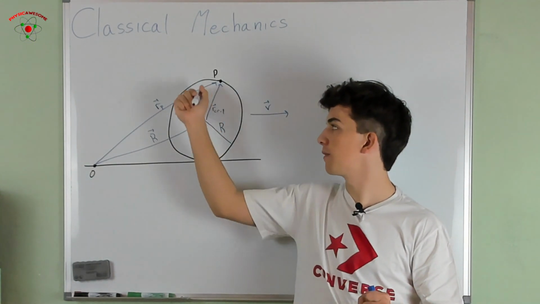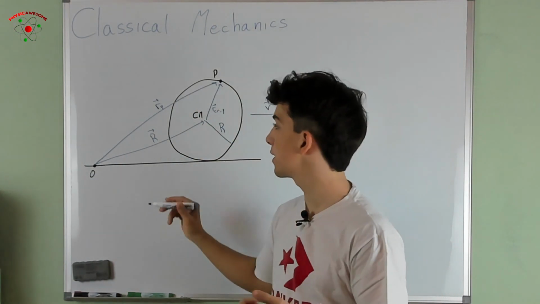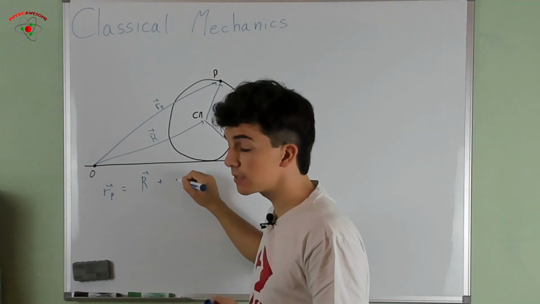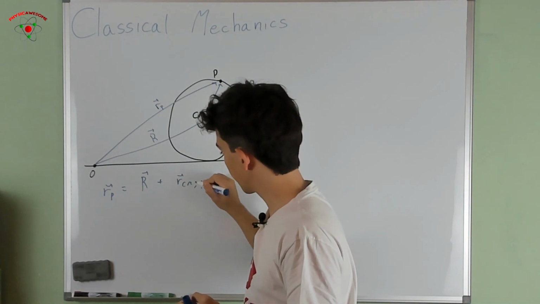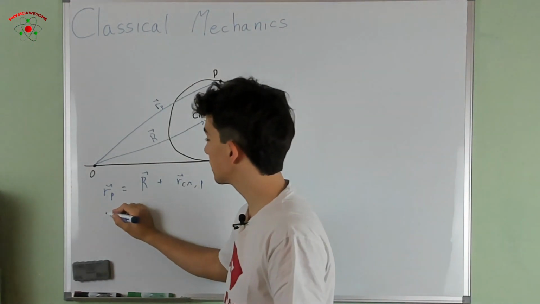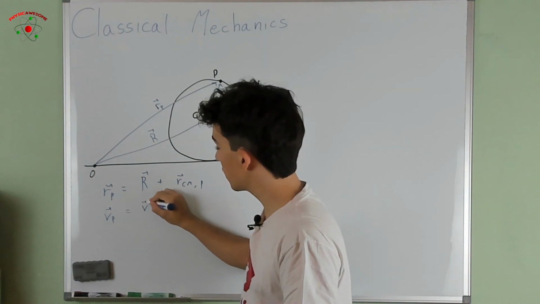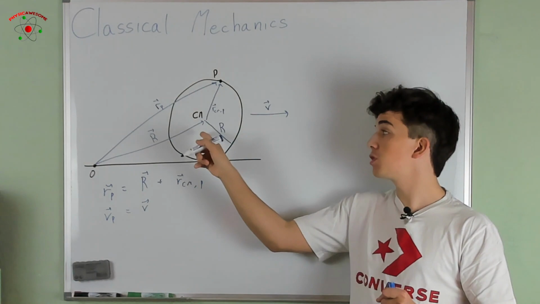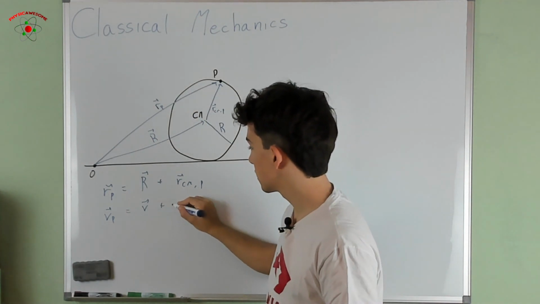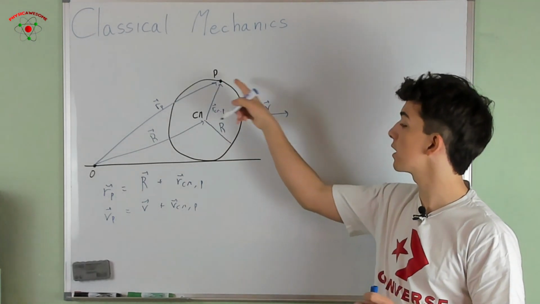Now, we observe that we have this vector triangle that allows us to relate these different variables. Specifically, we find that R_P equals capital R plus R_CMP. And if we differentiate all of these quantities, we'll find that this v of the point P is equal to the velocity of the ball, this v, which is really the velocity of the center of mass, plus the velocity in the center of mass frame of P, this change.